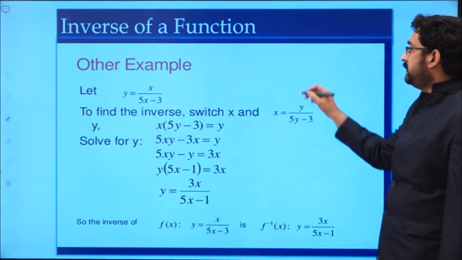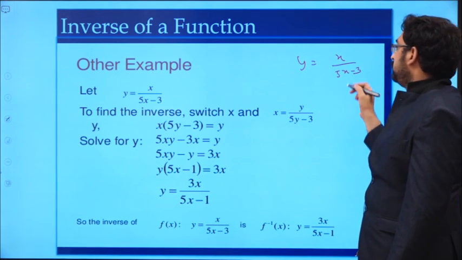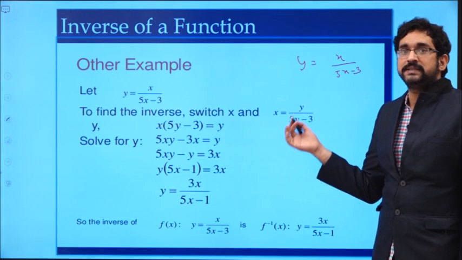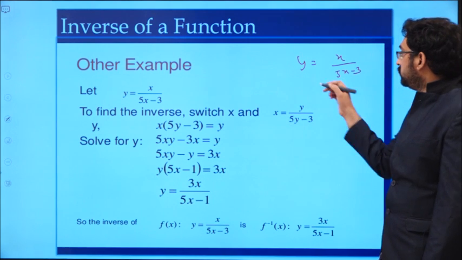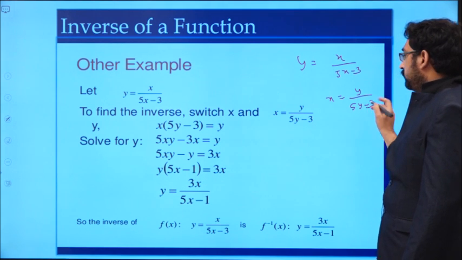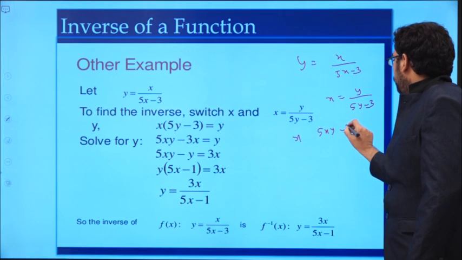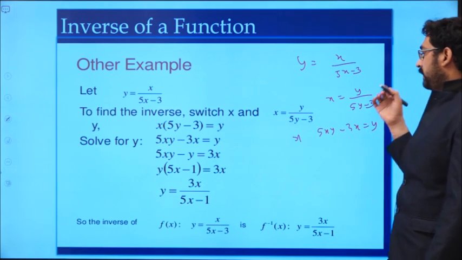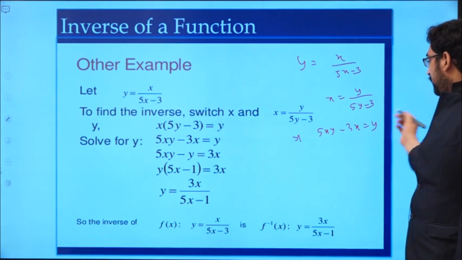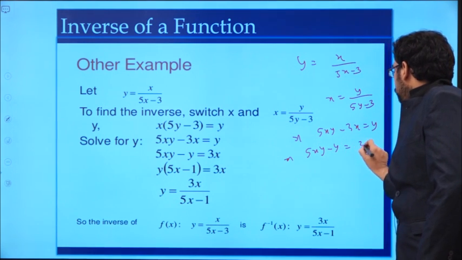One more example is given. Here y is defined as x by 5x minus 3. For this problem, you have to find the inverse. What is the first step? Interchange the values of x and y. So this becomes x equals y by 5y minus 3. Then cross multiply it. Then we will get 5xy minus 3x equals y. Then take y to the left side and 3x to the right side. Then it will become 5xy minus y equals 3x.